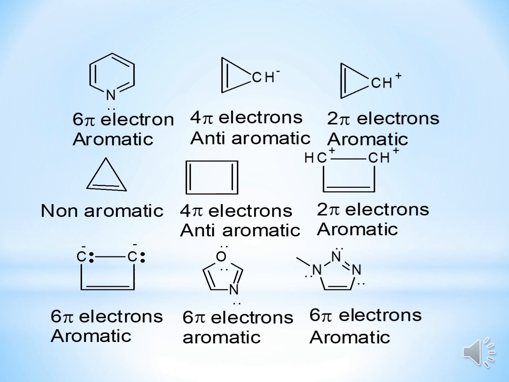So again 4 pi electrons, anti-aromatic. 2 pi electrons, and all the carbons are sp2 hybridized, so that is why it's aromatic, right? Here 6 pi electrons, aromatic, again 6 pi electrons, aromatic, 6 pi electrons, aromatic. So like this, by the basic fundamental principle, you can decide whether a compound is aromatic or non-aromatic.